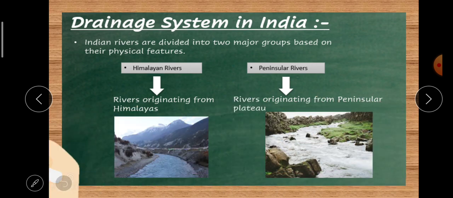Indian rivers are divided into two major groups based on their physical features. In our previous chapter we studied about physical features and what they are. So based on physical features, our Indian rivers are divided into two major groups, and they are the Himalayan rivers and the peninsular rivers. The rivers which are originating from Himalayas are known as Himalayan rivers, and the rivers which are originating from the peninsular plateau are known as peninsular rivers. And here is one example given for both Himalayan rivers and peninsular rivers.